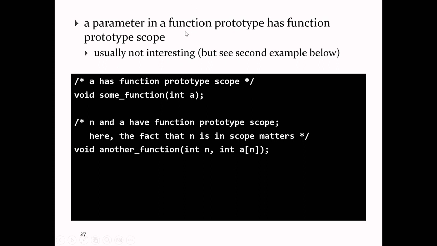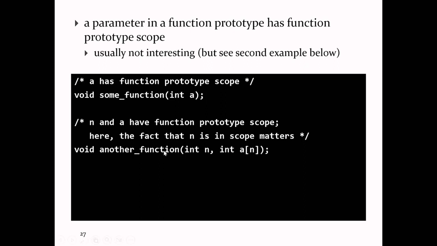Okay. So a parameter in a function prototype has function prototype scope. Here I've got a function declaration. It returns nothing. Its name is some function. It has one parameter whose type is int. Semicolon. So there's no function body. In other words, I haven't defined some function, but I have declared that it exists. Right there is your parameter. So that parameter A has function prototype scope. If there was a definition, it would have function prototype scope and block scope, because it would be usable inside the block of the function body.